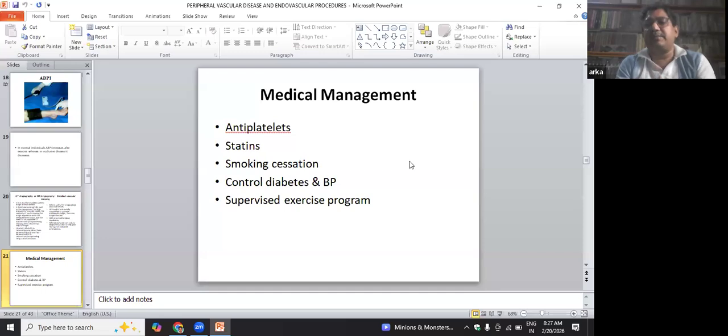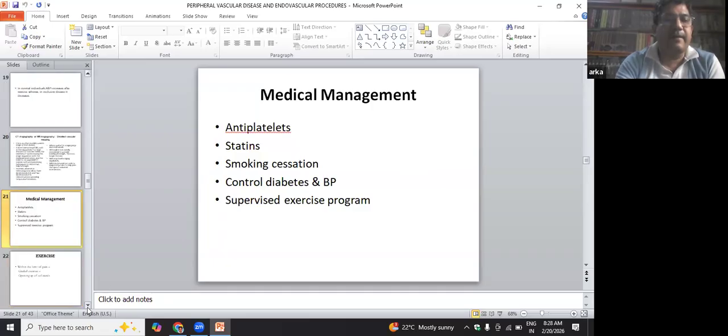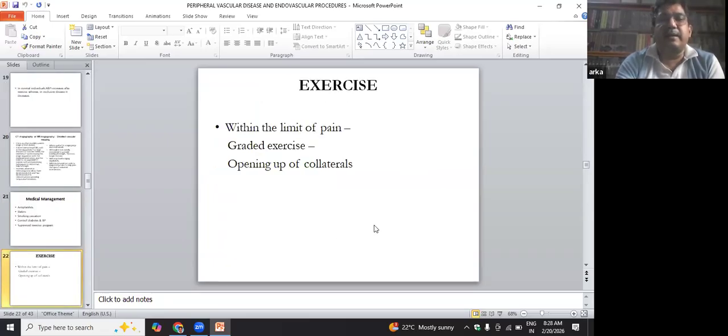Now coming to management, there is initially medical management like antiplatelets, statins, smoking cessation, control of diabetes and blood pressure, and a supervised exercise program. These are the initial medical management which you should give to the patient. Within the limit of pain, you should start graded exercise, which improves the condition of the patient by opening collaterals. So exercise should be graded within the limit of the pain and should be supervised.